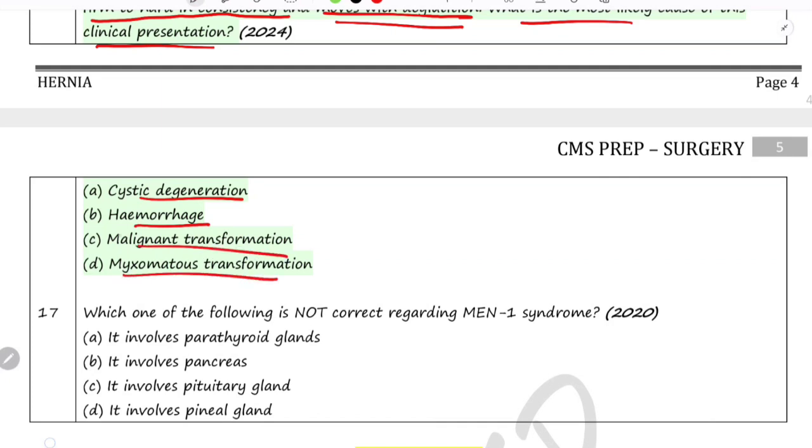So the correct answer is malignant transformation, as all of the following features point towards it. Why?